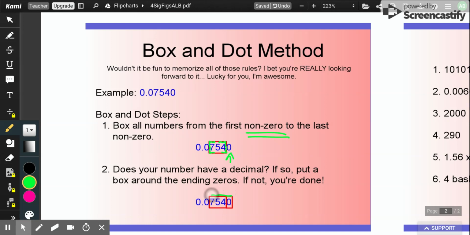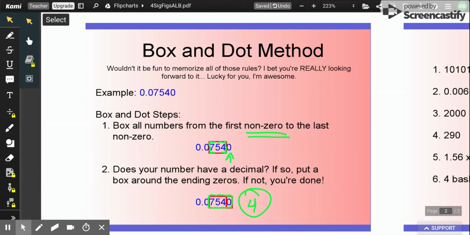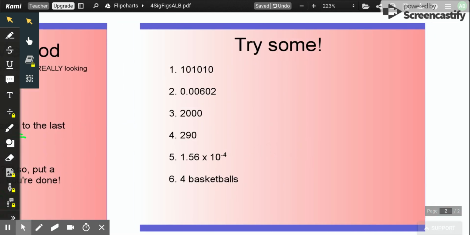Then what you do is you count up everything that's in the box. Looks like there are 4 numbers in the box. That means there are 4 significant figures in that number. Easy peasy. So I'm going to give you a second. You can try these ones, and then I'll go through the answers.